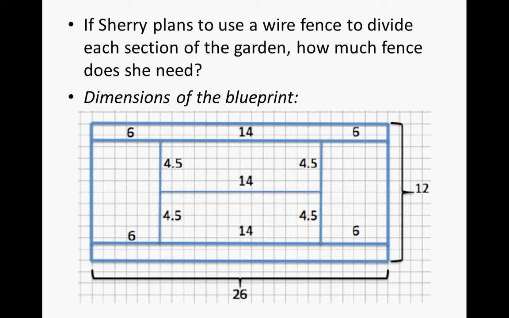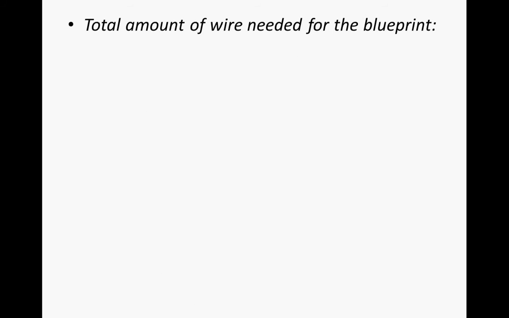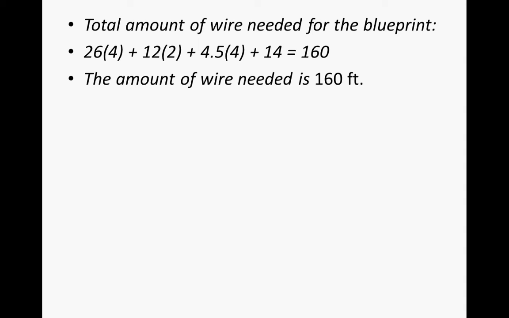So if Sherry plans to use a wire fence to divide each section of the garden, how much fence does she need? So here are the dimensions of the blueprint. The total amount of wire needed for the blueprint is going to be 26 times 4 plus 12 times 2 plus 4 1/2 times 4 plus 14. If you add all those up after multiplying the repetitions there, you get 160. So the amount of wire needed is going to be 160 feet.